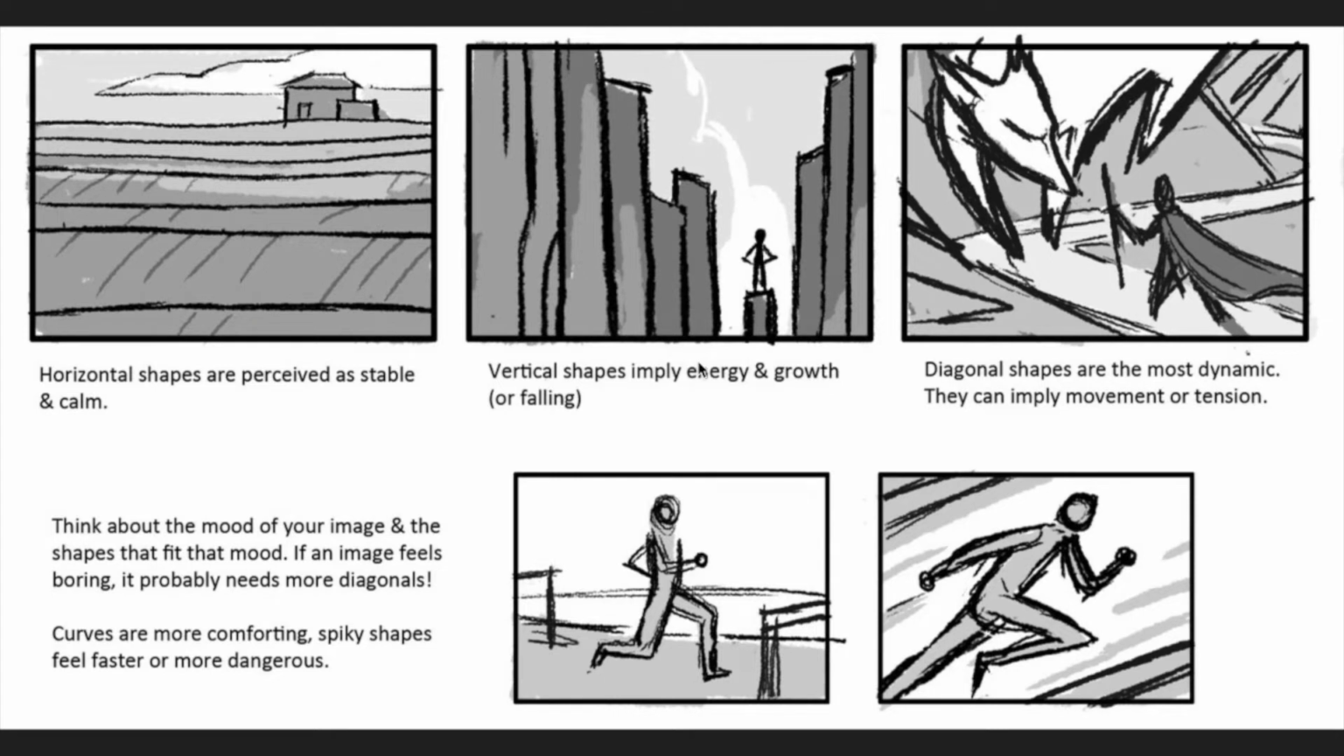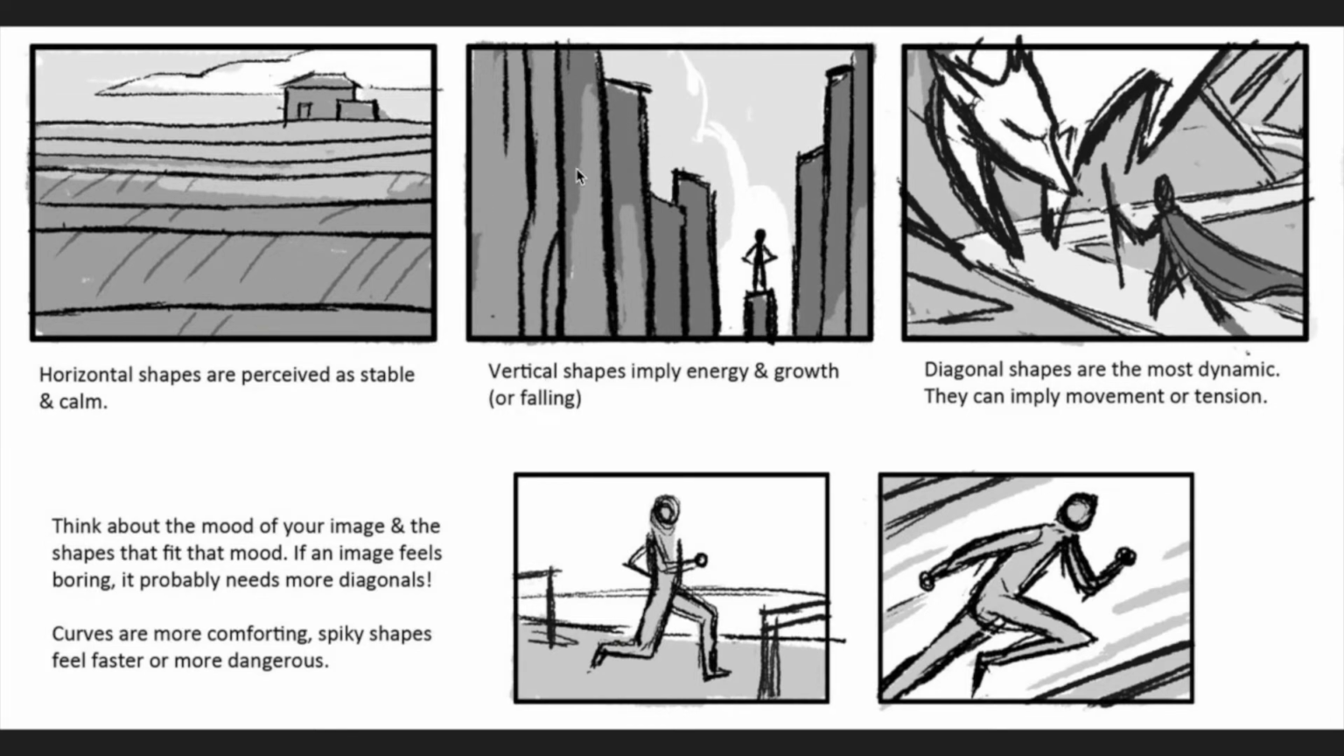Now, if you use vertical shapes and lines, it implies energy and growth. So it's also kind of static, but in a different way, and has a different kind of tension than the horizontal lines and shapes do. Again, a different kind of mood and feeling. Now, when we come to diagonal shapes and lines, now we have a sense of most dynamic, and it definitely has a sense of movement.